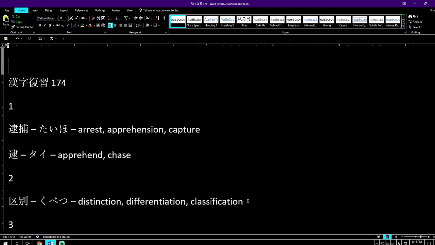Kubetsu. Kubetsu desu is classification or division or distinction.